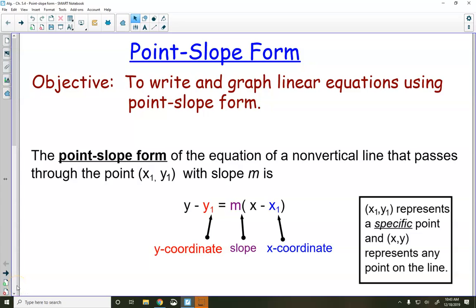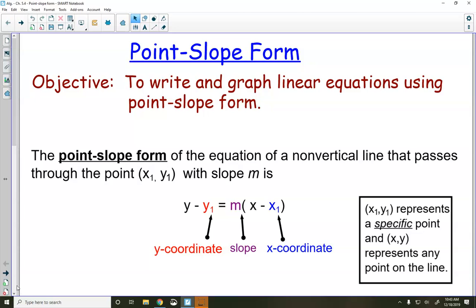So we're talking about point-slope formula today. That's going to be our third formula we learned for this chapter. Our objective is to write and graph linear equations using point-slope form. Point-slope formula is the equation of a non-vertical line that passes through a coordinate point at x sub 1, y sub 1 with a slope of m.